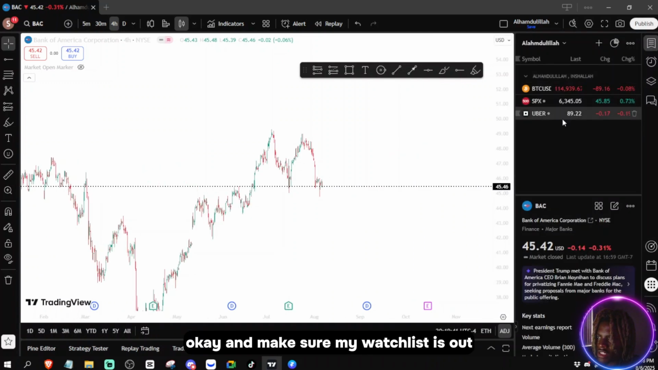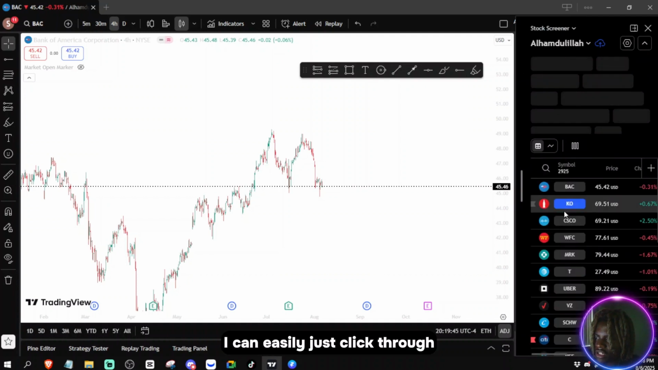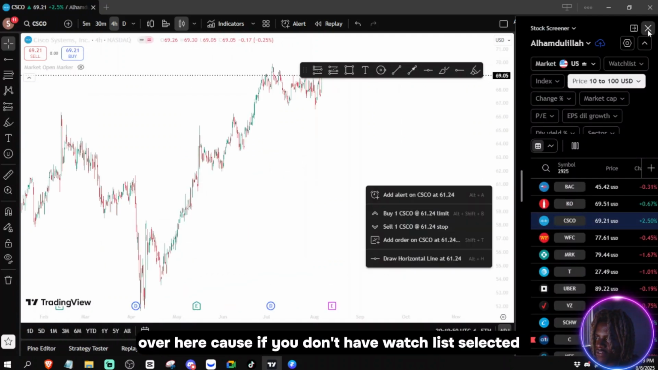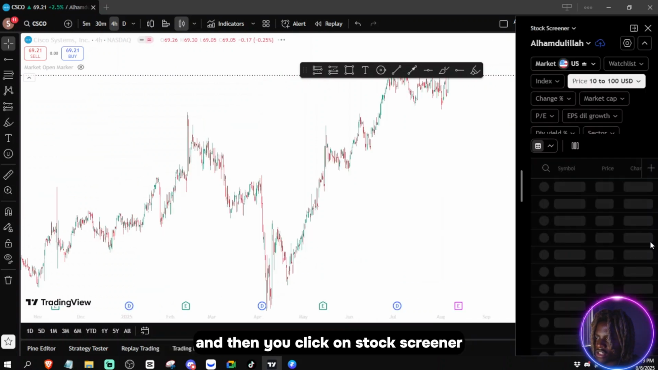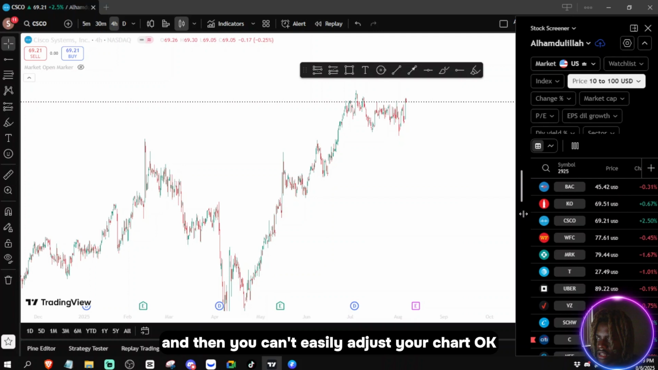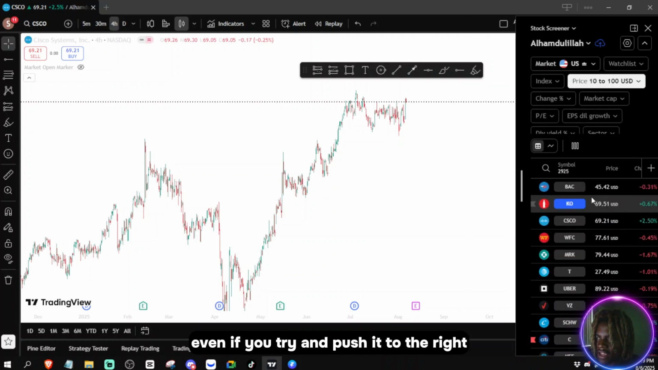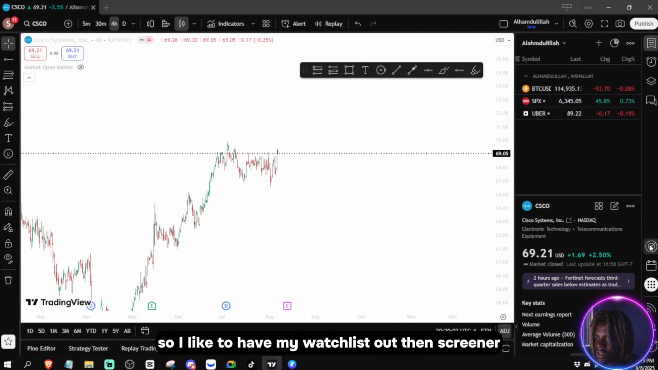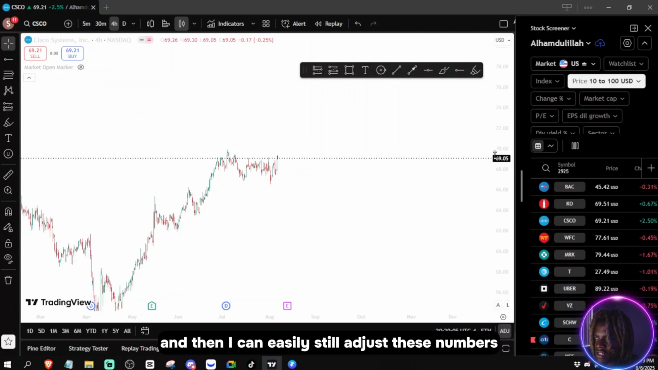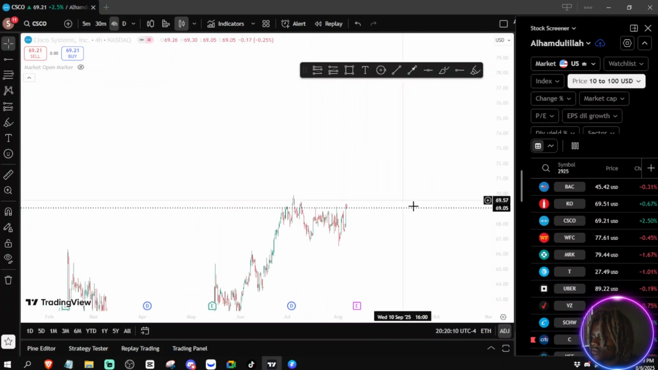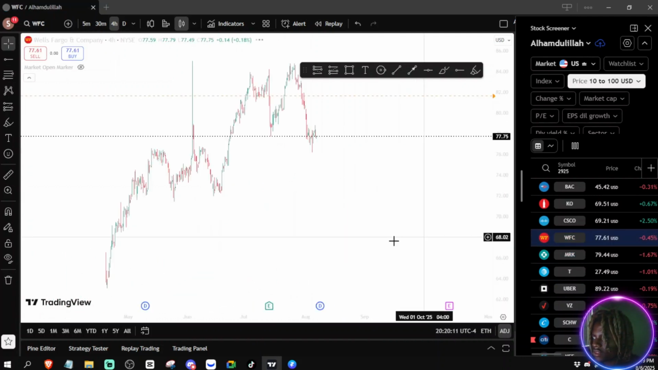Okay, and make sure my watch list is out. This way, when I'm on stock screener, I can easily just click through and adjust these numbers over here. Because if you don't have watch list selected and then you click on stock screener, the numbers might go away and then you can't easily adjust your chart. Even if you try and push it to the right, it won't go. So I like to have my watch list out, then screener, and then I can easily still adjust these numbers.